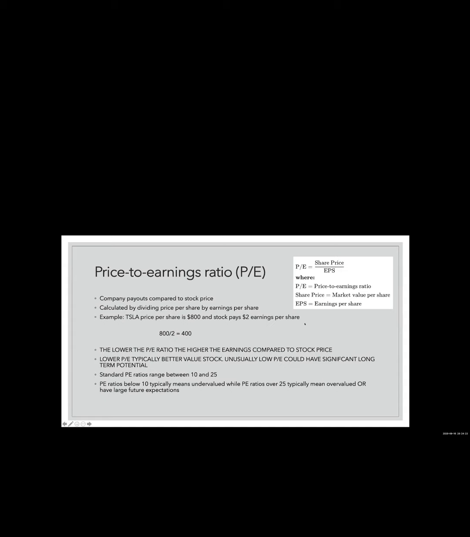right? A lot of those stocks had very low PE ratios just because their actual market value per share was so low. So their share price was so low and their earnings were higher, right? So they had a lower PE, and that means that they could have significant long-term potential. So that's why long-term investors and financial planners will advise you to buy on those dips, like in March, because if you're thinking long-term, 99% of these blue chip companies will survive. So PE ratios below 10 typically means undervalued.